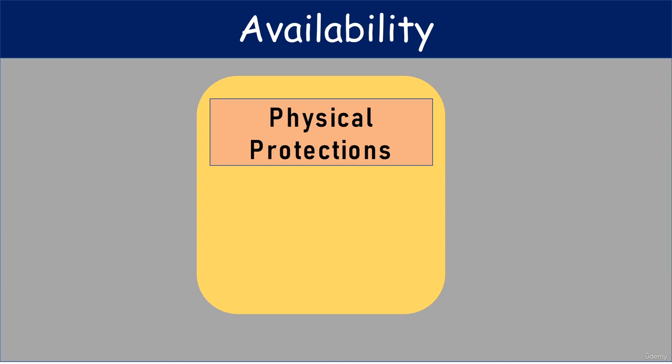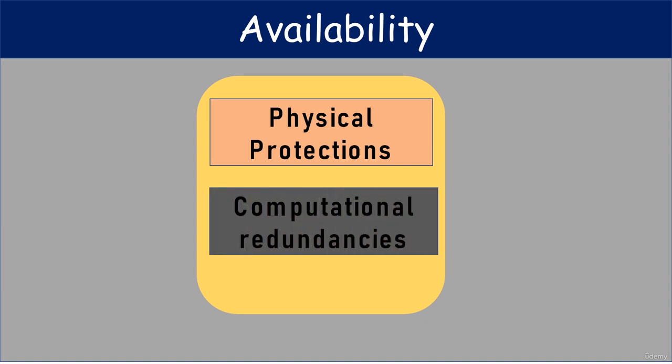So the next one that we have here is computational redundancies. It is applied as fault tolerance against accidental faults. It protects computers and storage devices that serve as fallback in case of failure. So these are the two tools that we have inside availability.